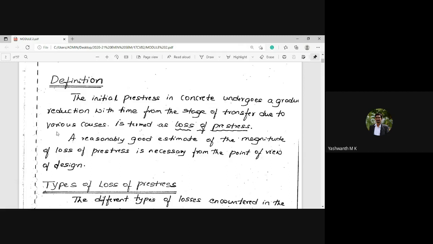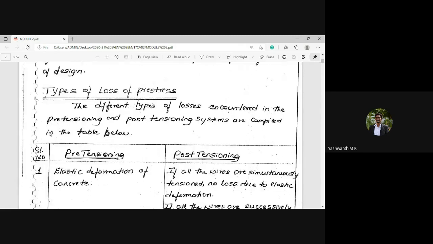I have highlighted here that whatever the initial pre-stress induced during the stage of transfer will undergo reduction due to various causes. So what are those various causes? That is the next topic: the types of loss of pre-stress. Because of these causes, whatever pre-stress has been induced initially, during the stage of transfer, will undergo loss.